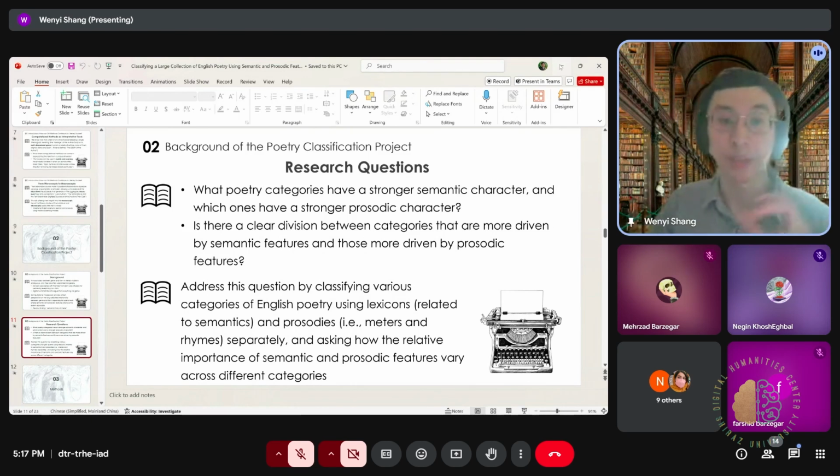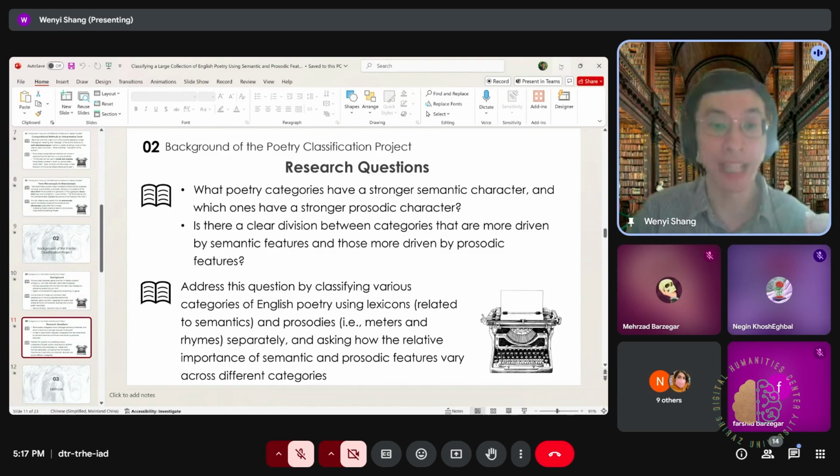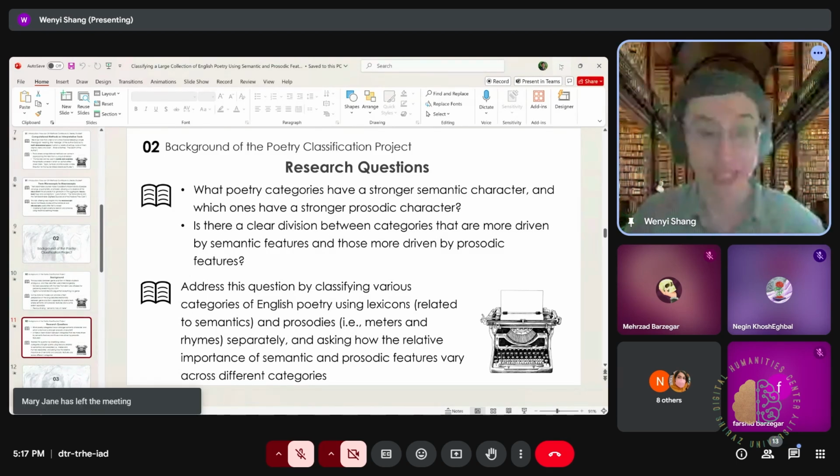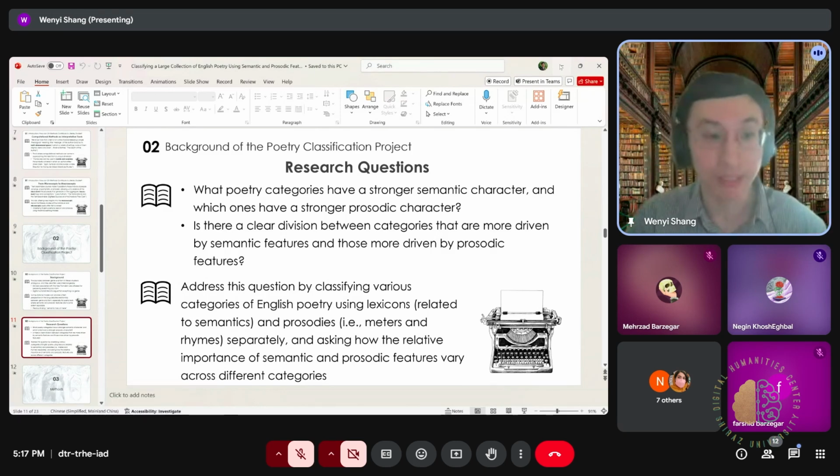We're going to address this question by classifying various categories of English poetry using lexicons related to semantics and also prosodics, including meters and rhymes. We're going to define them separately, classify them separately, and ask how the relative importance of semantic and prosodic features varies across different categories.